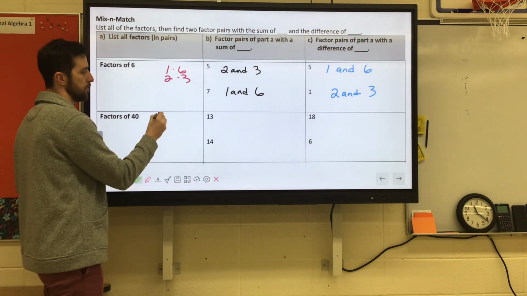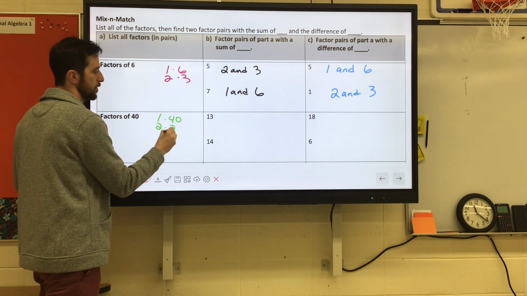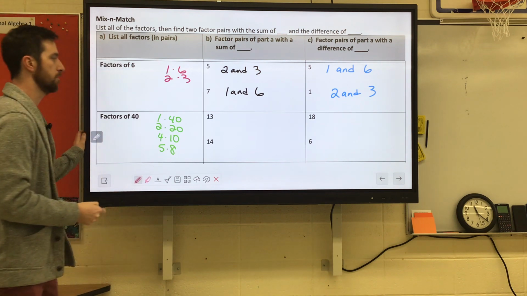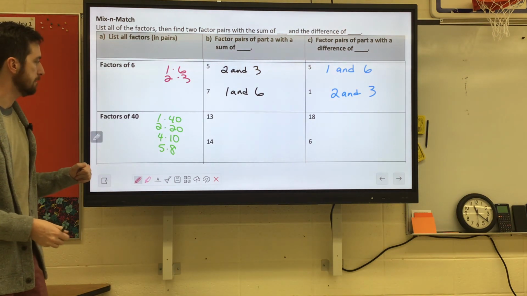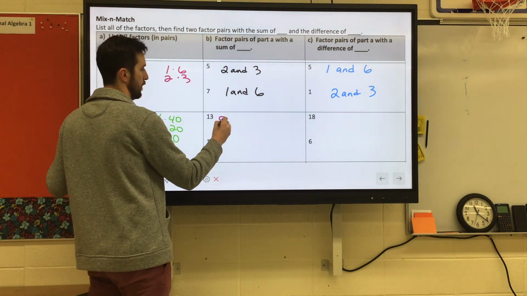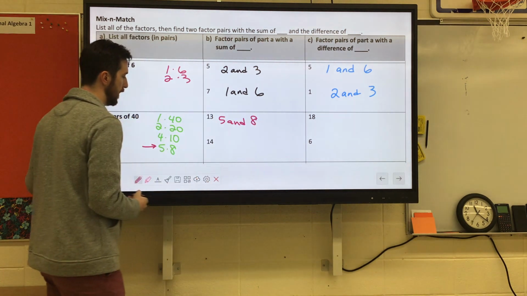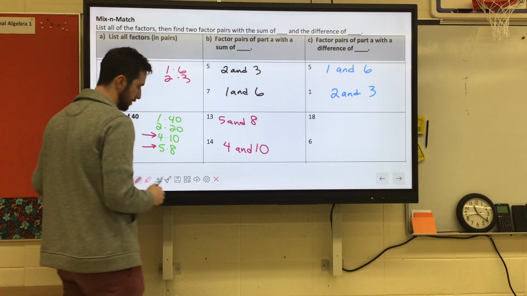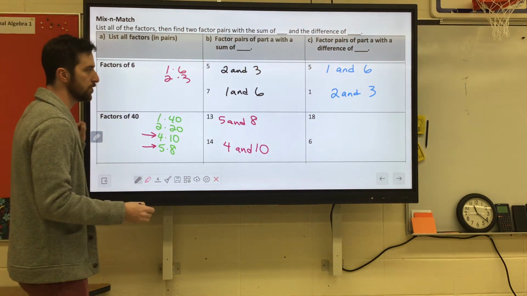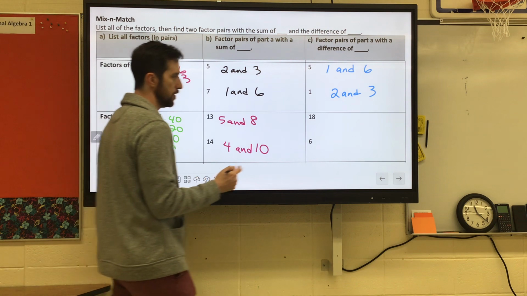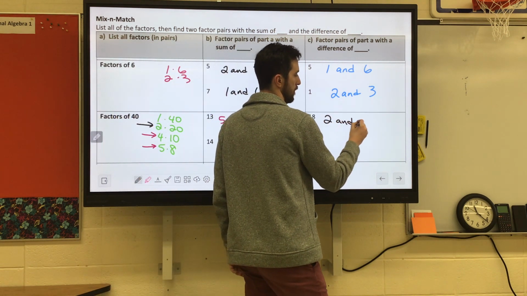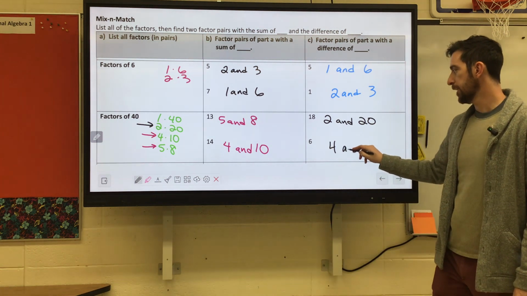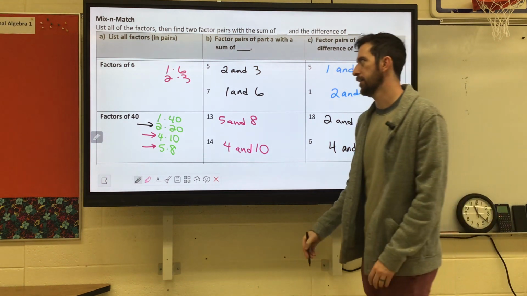All right, let's get our factors of 40. 1 times 40, 2 times 20, 4 times 10, 5 times 8. Which ones add up to 13? Ooh, 5 plus 8 is 13. 5 and 8. Which ones add up to 14? That's 4 plus 10. 4 and 10. Which ones have a difference of 18? Which ones are 18 apart from each other? That would be the 2 and 20. And which ones have a difference of 6, or 6 apart? That would be the 4 and 10. Fun.